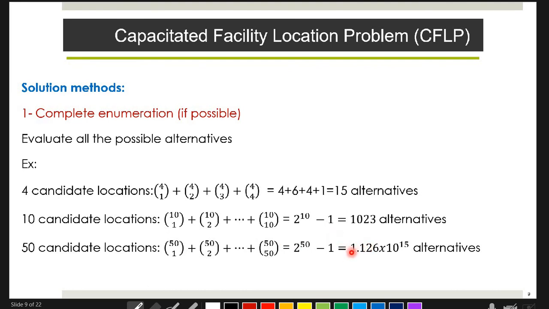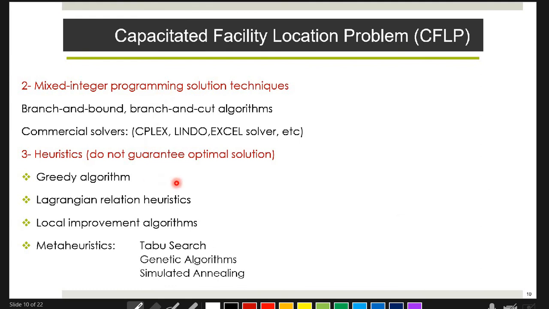So this complete enumeration is a solution method that you can implement only if the number of candidate locations is small. Otherwise, it is not possible. Then it means that we need some other methods. Okay, what are other methods? Since our formulation is a mixed integer programming formulation, we can use the solution methods developed for these programming formulations.